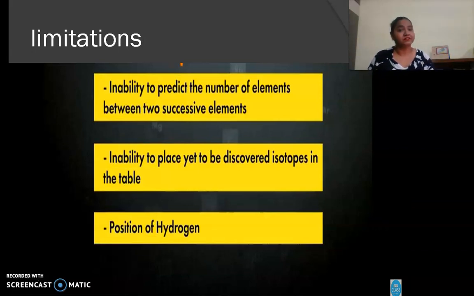Limitations of Mendeleev's table: inability to predict the number of elements between two successive elements, inability to place yet to be discovered isotopes in the table, and the dubious positioning of hydrogen. So children, although this classification was a huge success during that time, was there a better classification than this? This mystery we will solve in the next module.